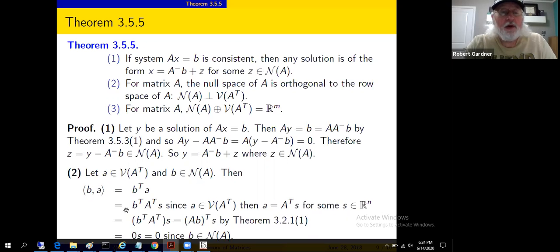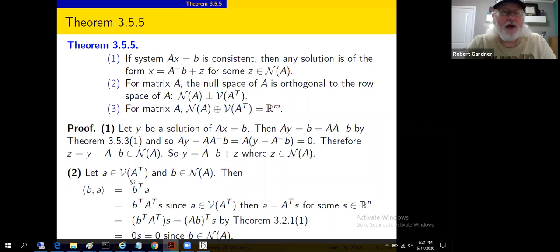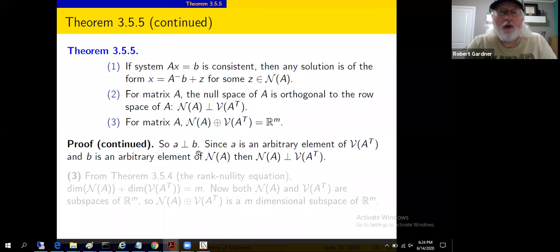All right, and so we've got orthogonality. We took something from the row space and something from the null space and showed the inner product is 0. So that means orthogonality: the null space is orthogonal to anything from the row space. It's a weird way to write the row space, but that's what we've got. Okay, so we've got the orthogonality.